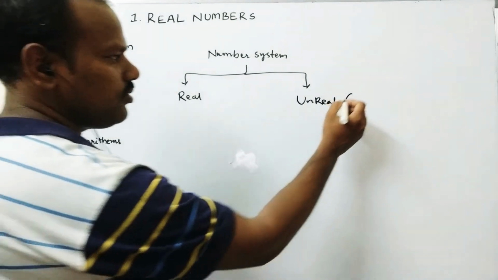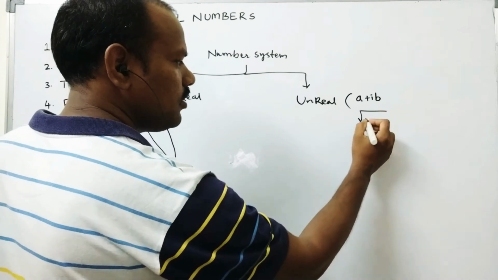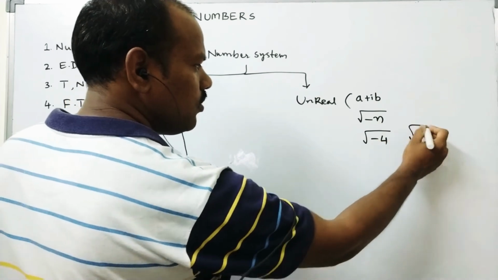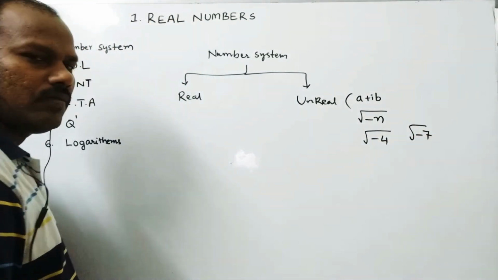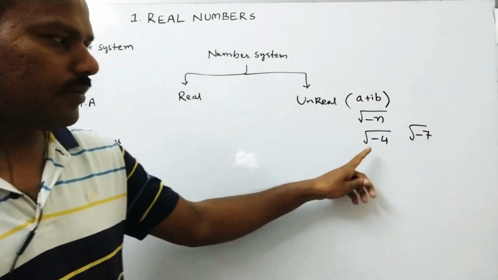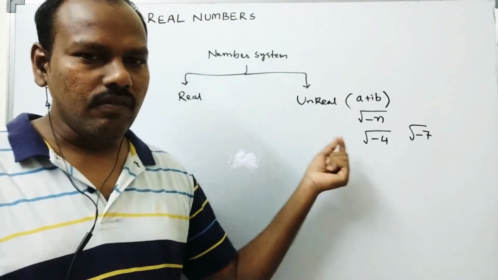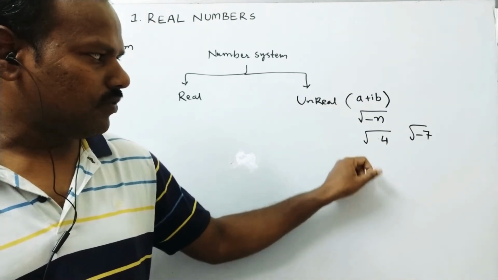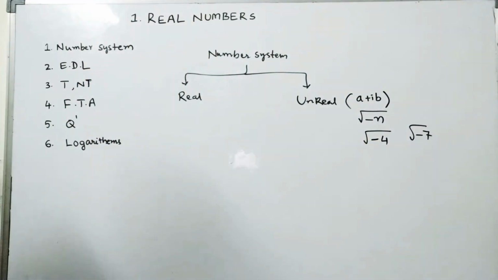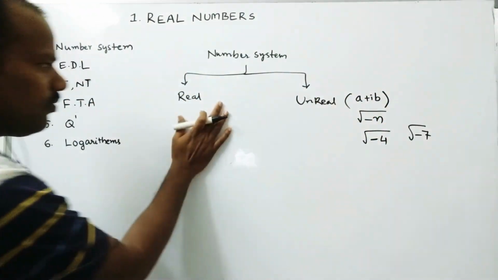Unreal numbers are usually in the form a plus ib, or else the root of a negative number. For example, root minus 4, root minus 7, root minus 10. These are called unreal numbers. Generally we won't see this type of numbers. Under the root we have seen numbers like plus 4 or plus 7, but if you keep the negative sign, they are called unreal numbers, also called imaginary numbers. This branch we won't discuss now. We'll focus on real numbers.